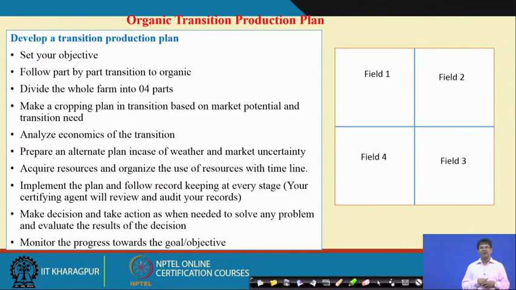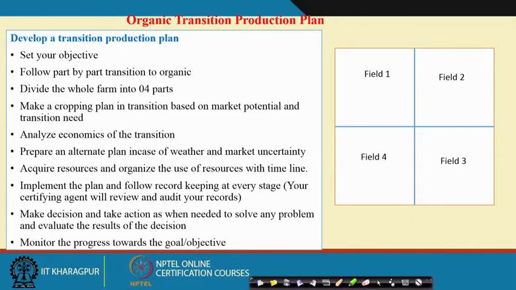Then you have to analyze the results of these decisions, then monitor the progress towards the goal. So there is regular monitoring and assessment, to see whether we are attaining the goals. These are the steps that should be followed when you go for organic transition from conventional fields to organic fields. That means you divide the field into 4 parts, have a transition plan, and go for the implementation of the plan from the transition year. Let us see an example of the transition.